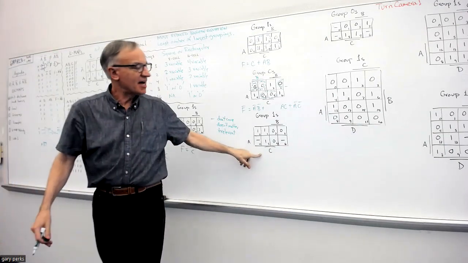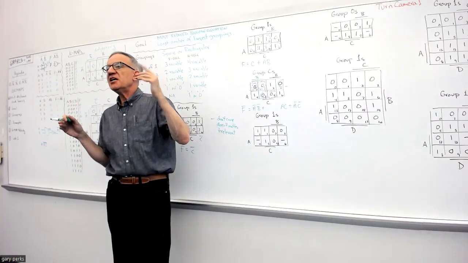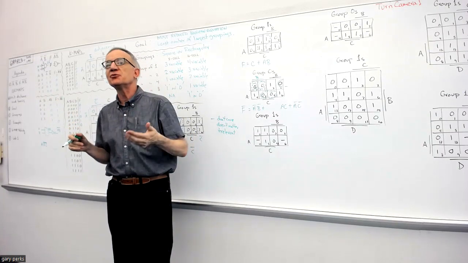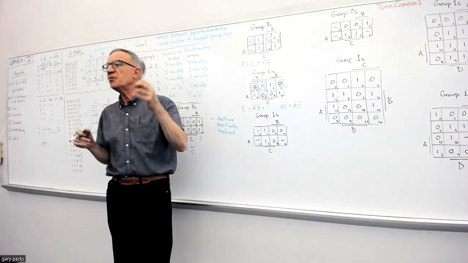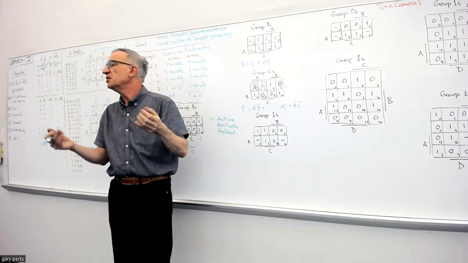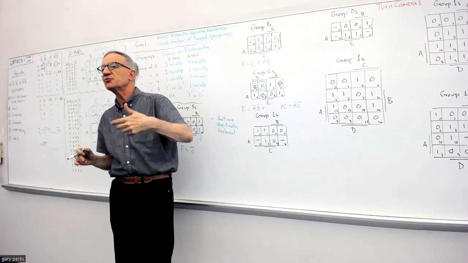Now, in a K-map, don't cares are like wildcards. You make a don't care equal to whatever is going to help you get the most reduced expression. You can make a don't care equal to a 1, or you can make a don't care equal to a 0. It's up to you, but you want to make it equal to whatever is going to give you the most reduced expression.